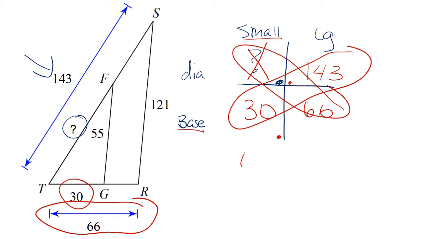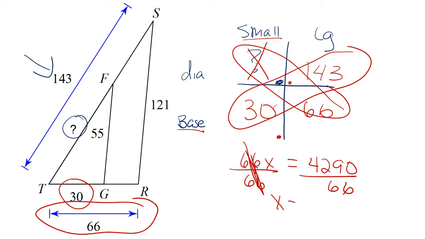So again, I find my cross products to solve this problem. X times 66, which is 66x. And then I need to do 30 times the 143, which is 4,290. And then finally, we divide by the 66 to find out that x is equal to 65.